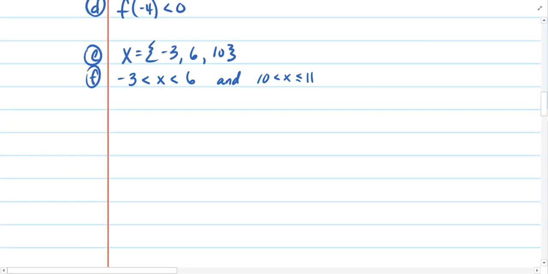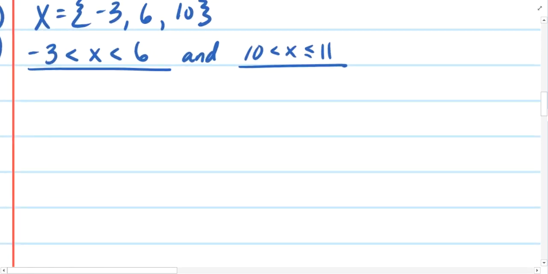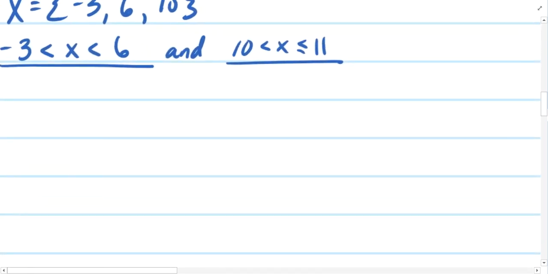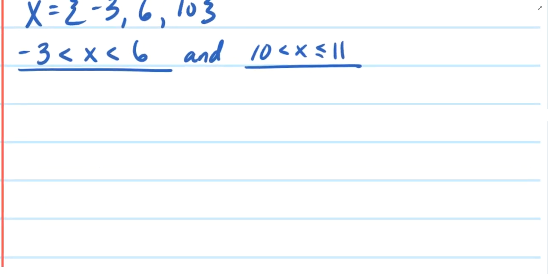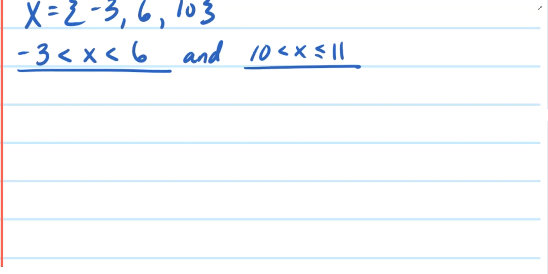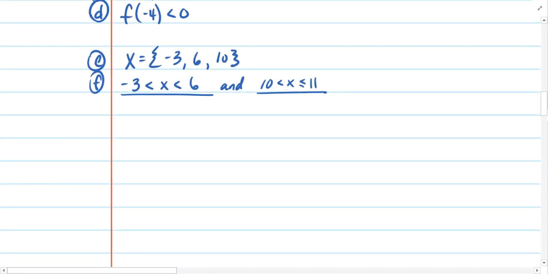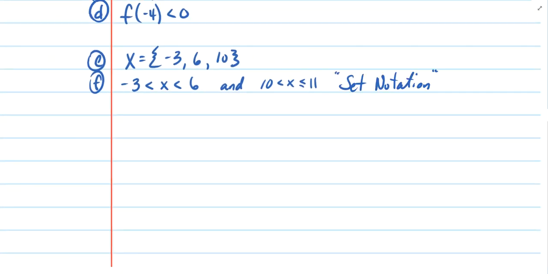So we've got to be a little bit more careful with the way we record this answer. An answer would look something like this. -3 is less than x, which is less than 6, and also 10 is less than x, which is less than or equal to 11. We did include 11 on the right-hand group because at the position where x is 11, the function is positive. It is greater than 0. These answers are a form of what we would call set notation. It's not completely accurate for set notation, but it's pretty close, where we use the inequality symbols.